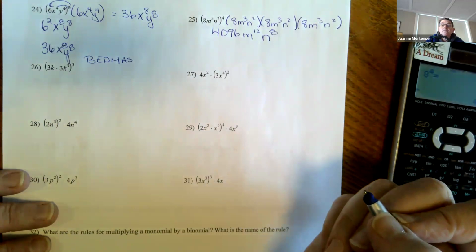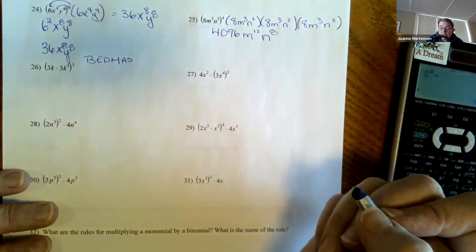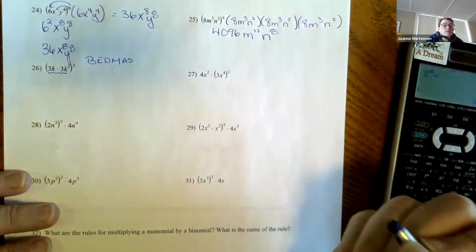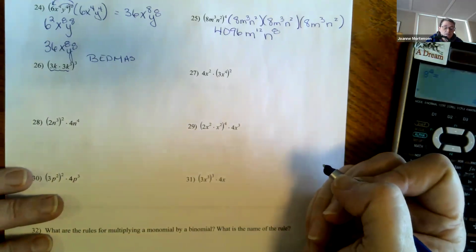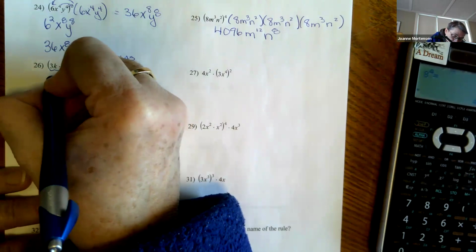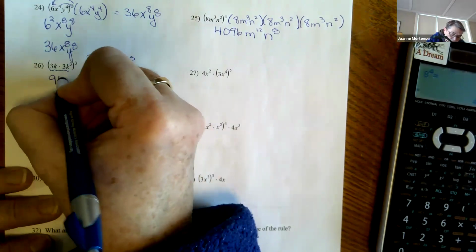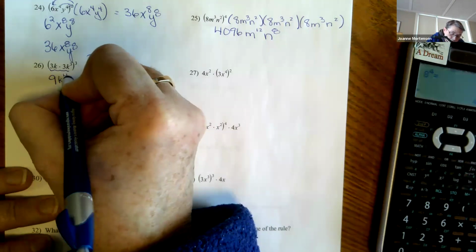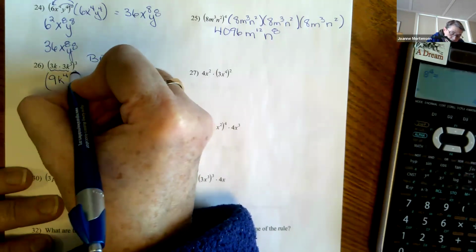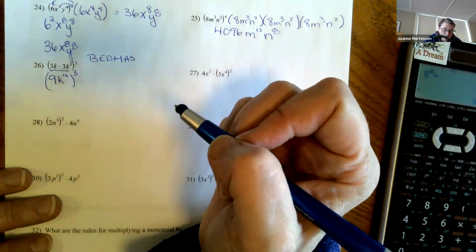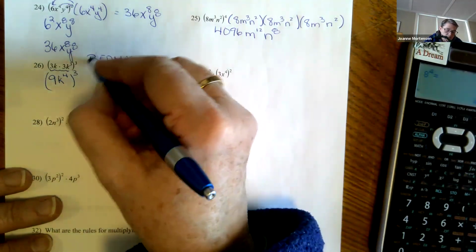The B in BEDMAS stands for brackets. So if there's something to do in the brackets, you do it first. And in this case, there is. So this is just a multiplication question. So 3 times 3 is 9. And k times k to the third is k to the fourth. To the third. Okay, so this part just came back down. So my B is done.